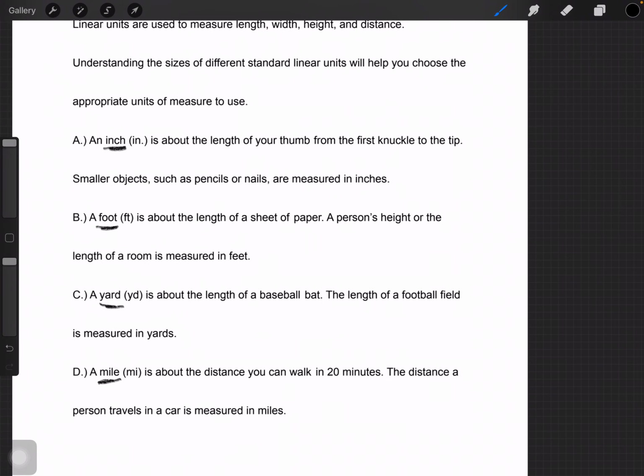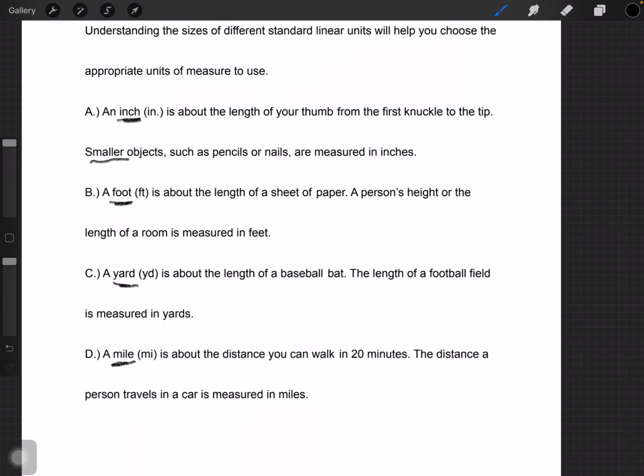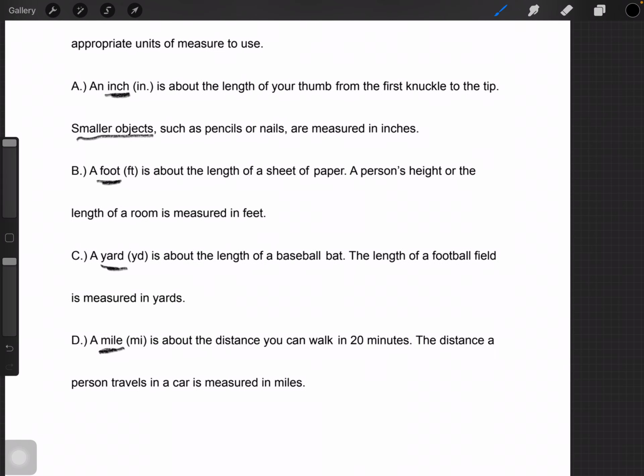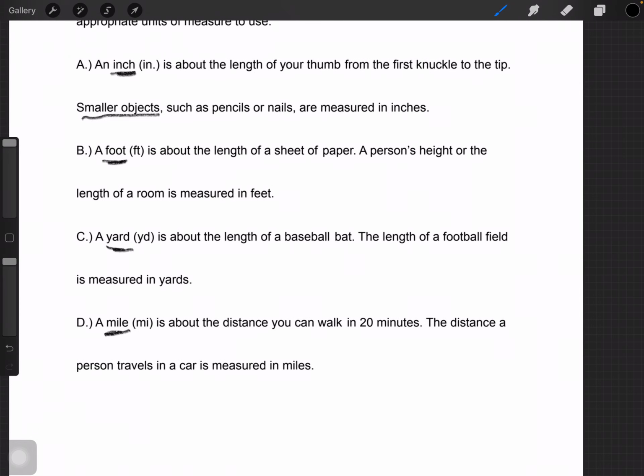An inch is about the length of your thumb, from the first knuckle to the tip. An inch is suitable for smaller objects. Now a foot is about the length of a sheet of paper. A person's height or the length of a room is measured in feet because inches are too small. So you could say medium-sized objects.